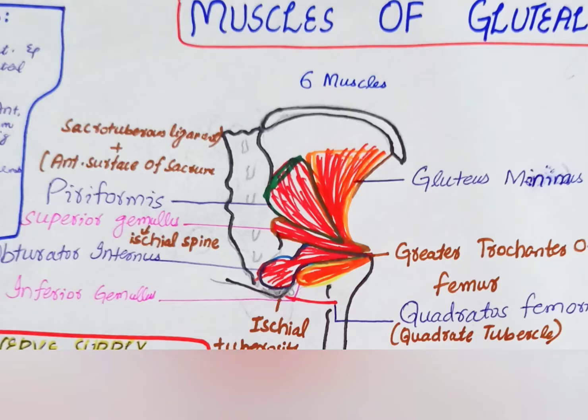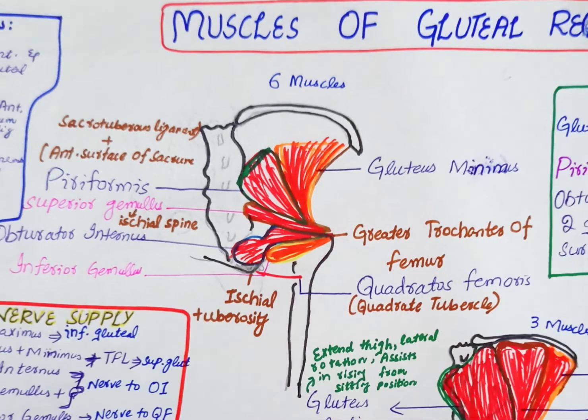The first muscle to be indicated is piriformis. It originates from the anterior surface of sacrum, sacrotuberous ligament, and also from the upper margin of greater sciatic notch, and it is inserted on the apex of greater trochanter of femur. The next muscle to be indicated is gluteus minimus. It originates from the gluteal surface of ilium between anterior and inferior gluteal lines and is inserted on the anterior surface of greater trochanter of femur.